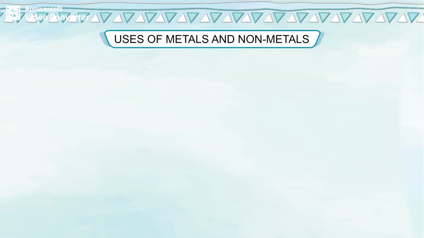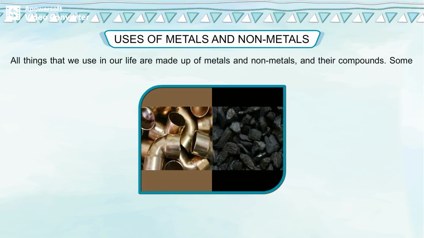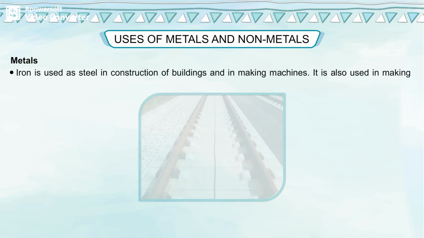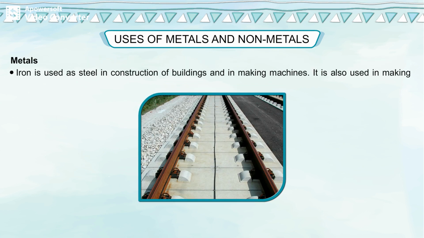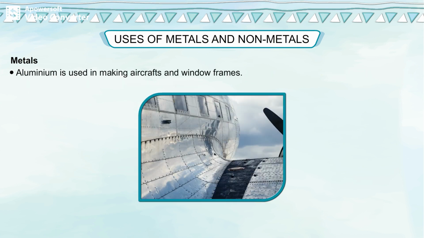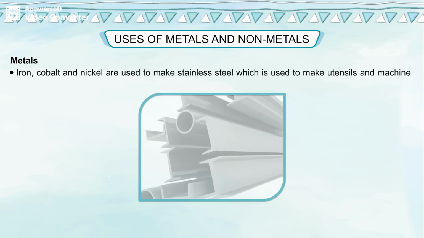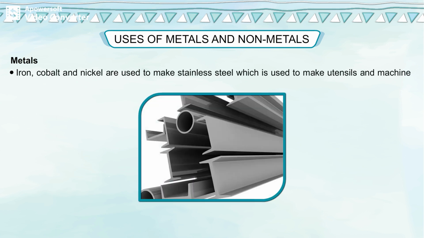Uses of metals and non-metals. All things that we use in our life are made up of metals and non-metals and their compounds. Some uses of metals and non-metals are listed here. Metals. Iron is used as steel in construction of buildings and in making machines. It is also used in making railway tracks, coaches, and other automobiles. Aluminium is used in making aircrafts and window frames. Iron, cobalt, and nickel are used to make stainless steel, which is used to make utensils and machine parts.